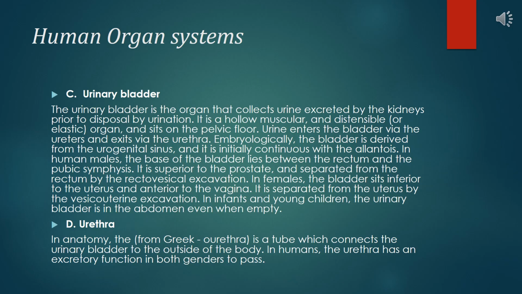D. Urethra. In anatomy, the urethra, from Greek, is a tube which connects the urinary bladder to the outside of the body. In humans, the urethra has an excretory function in both genders to pass urine.